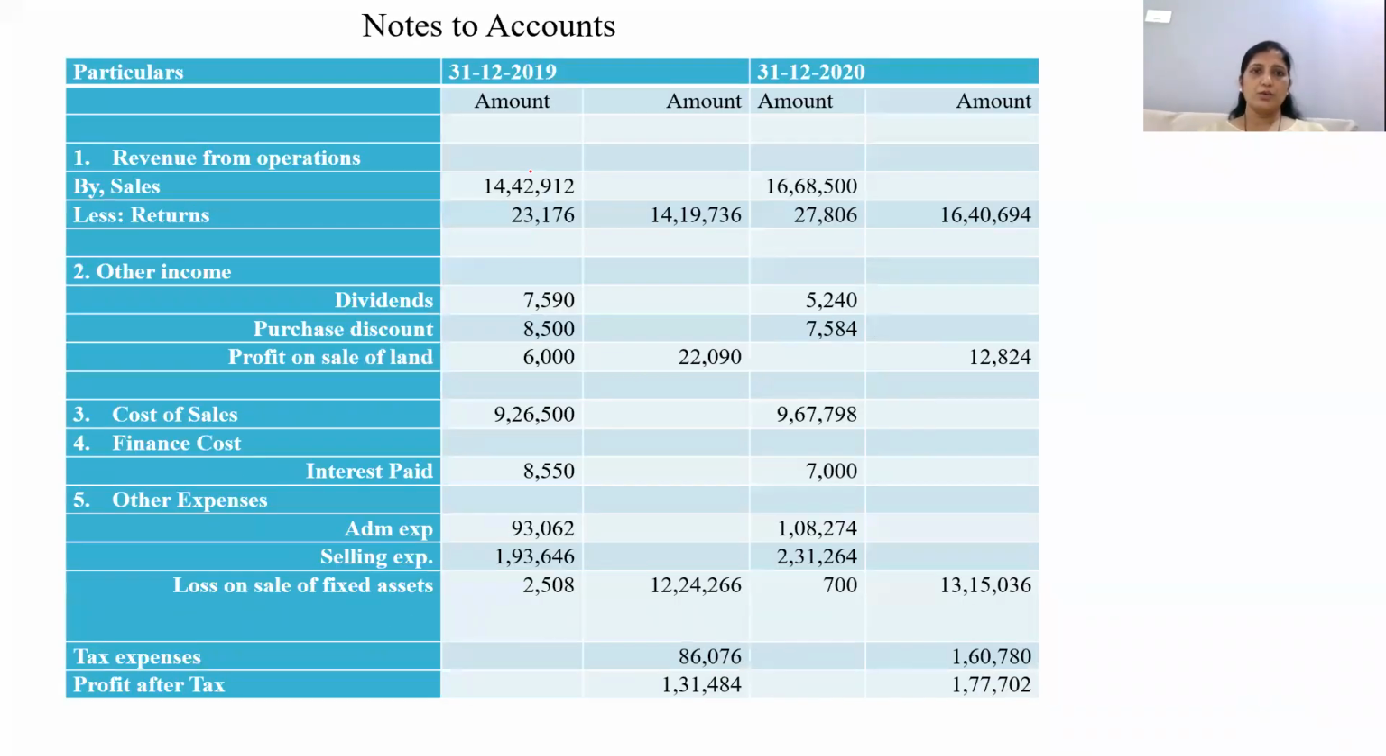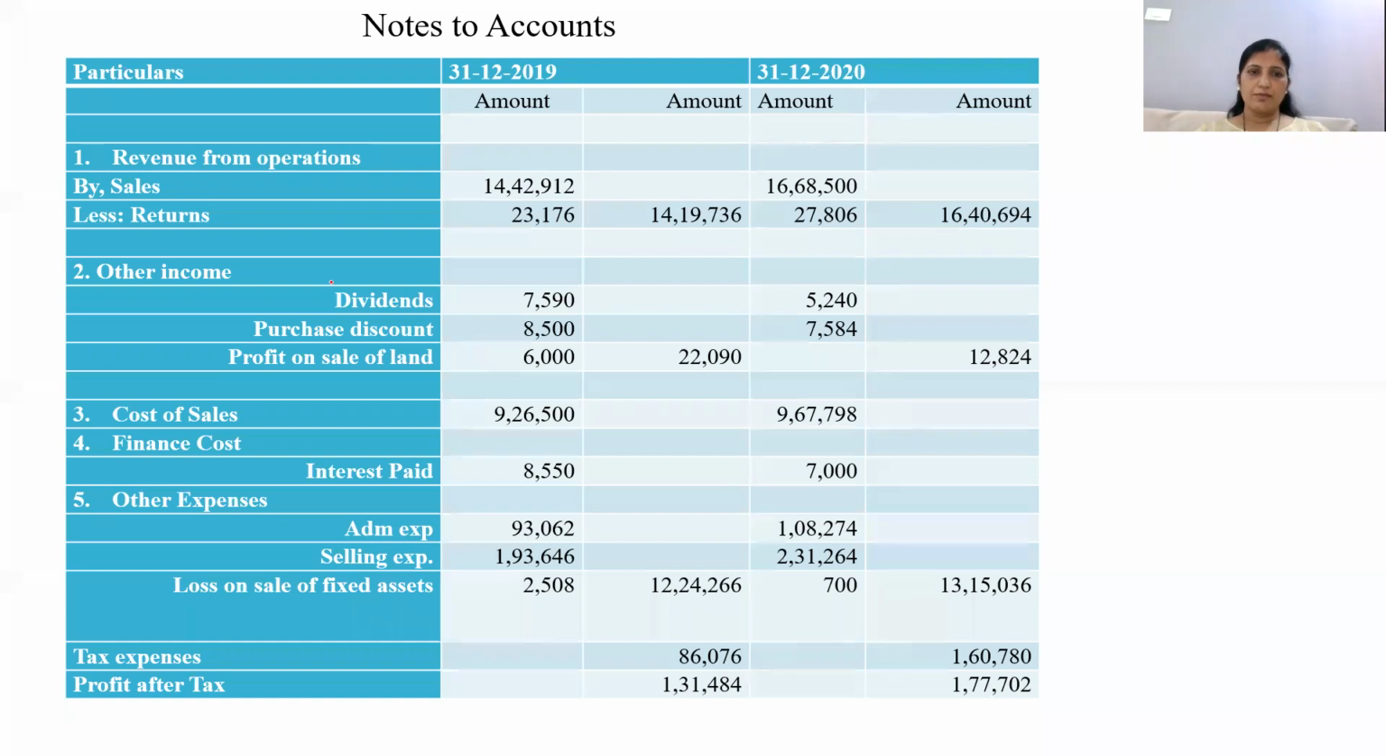This is the notes to accounts. So revenue from operations, sales is this much, 14,42,912, less sales returns 23,176. Similarly here 16,68,500 is the sales, less returns 27,806. You will get 16,40,694.